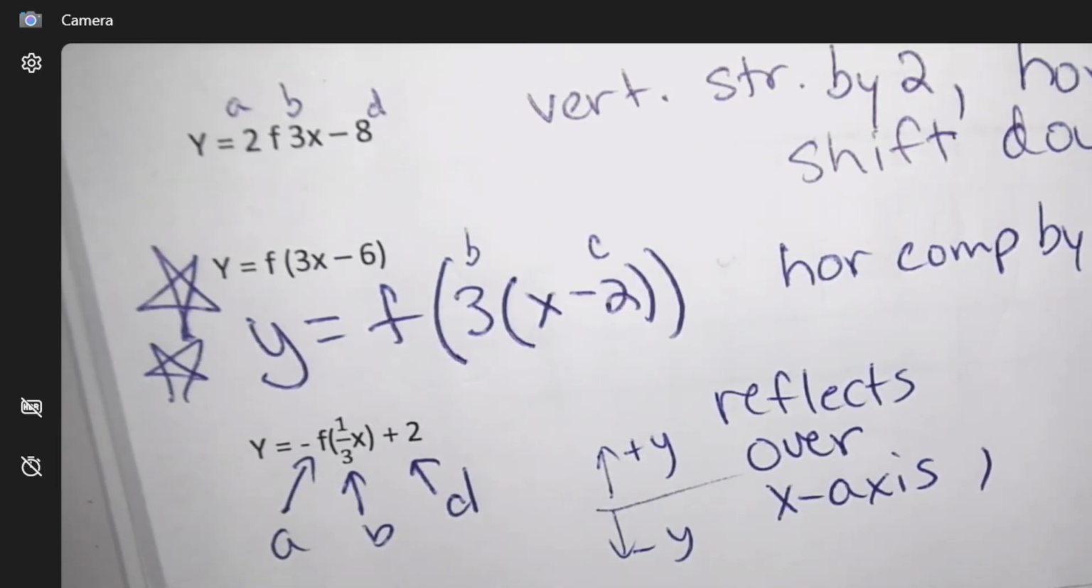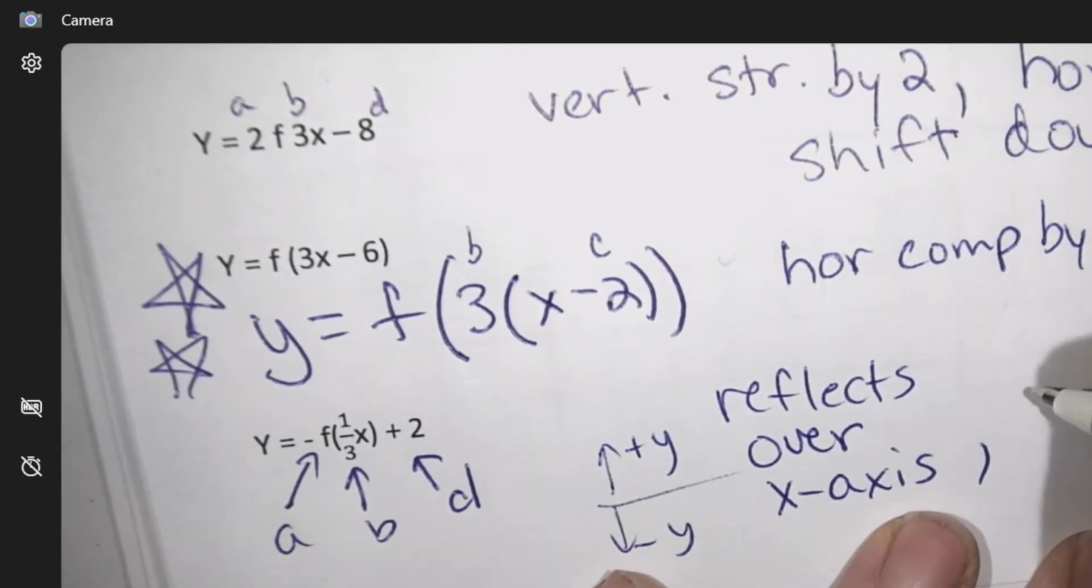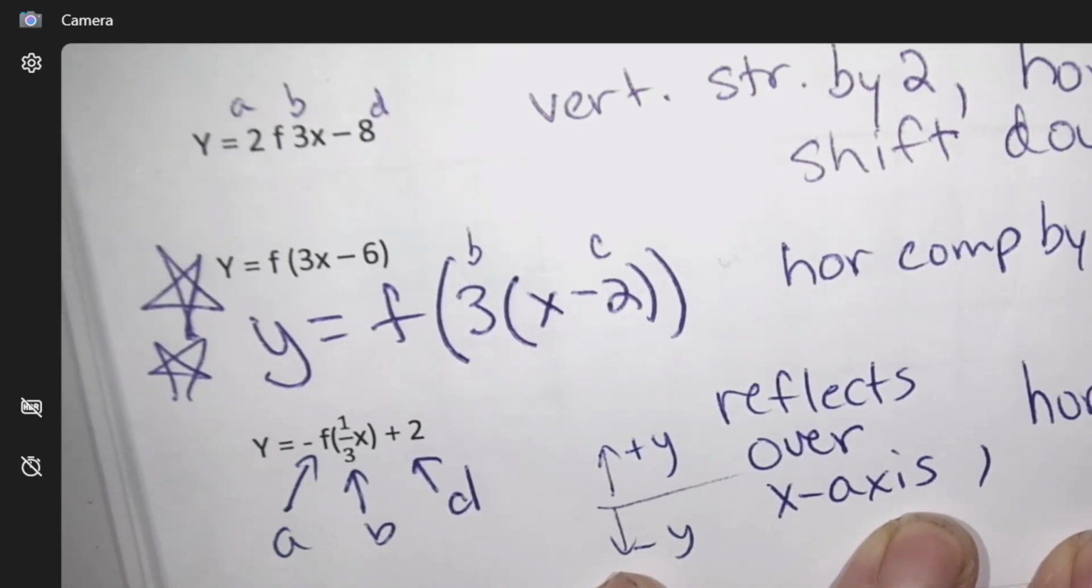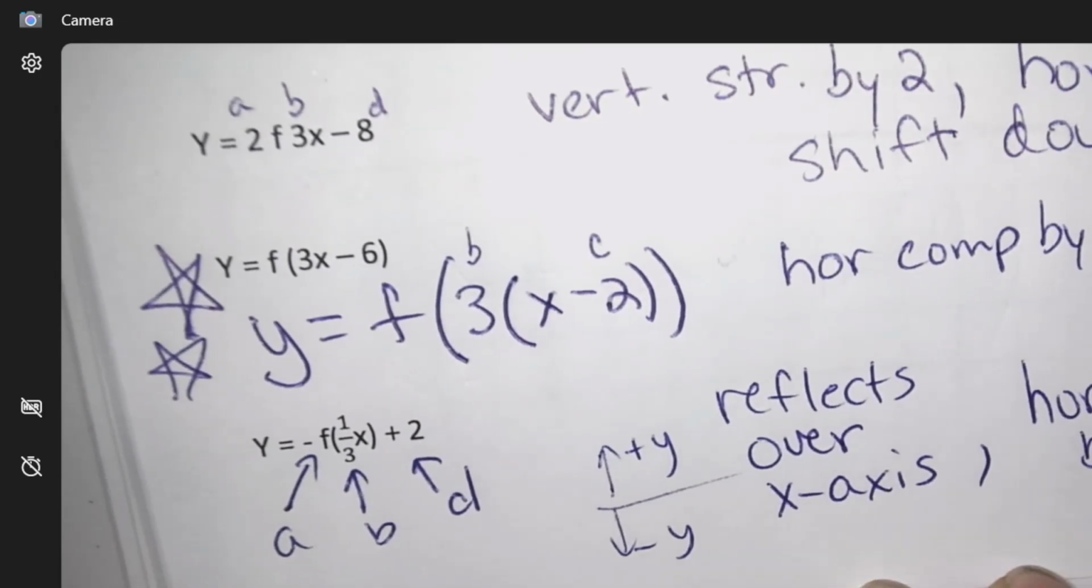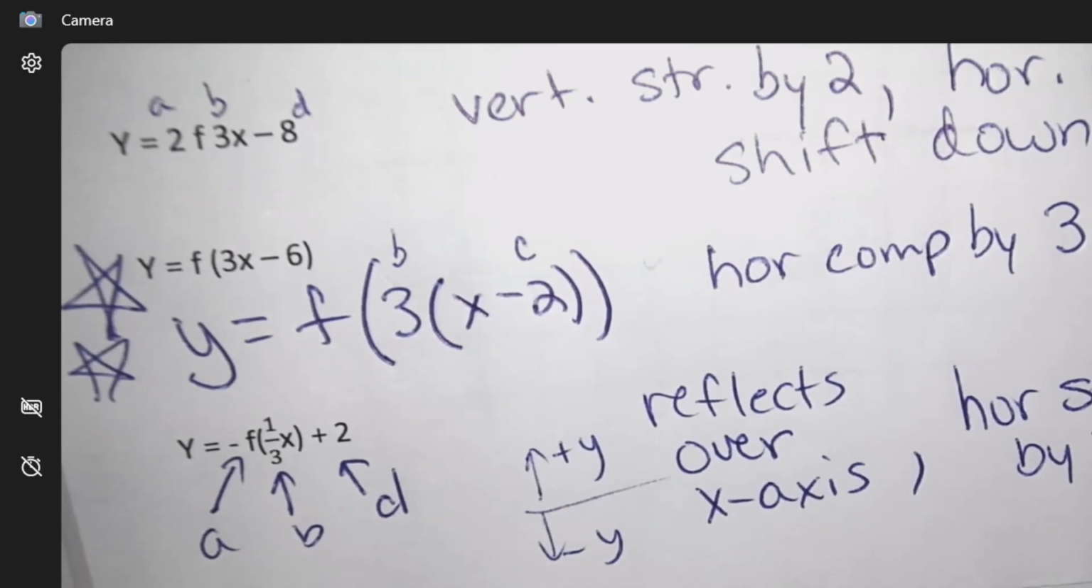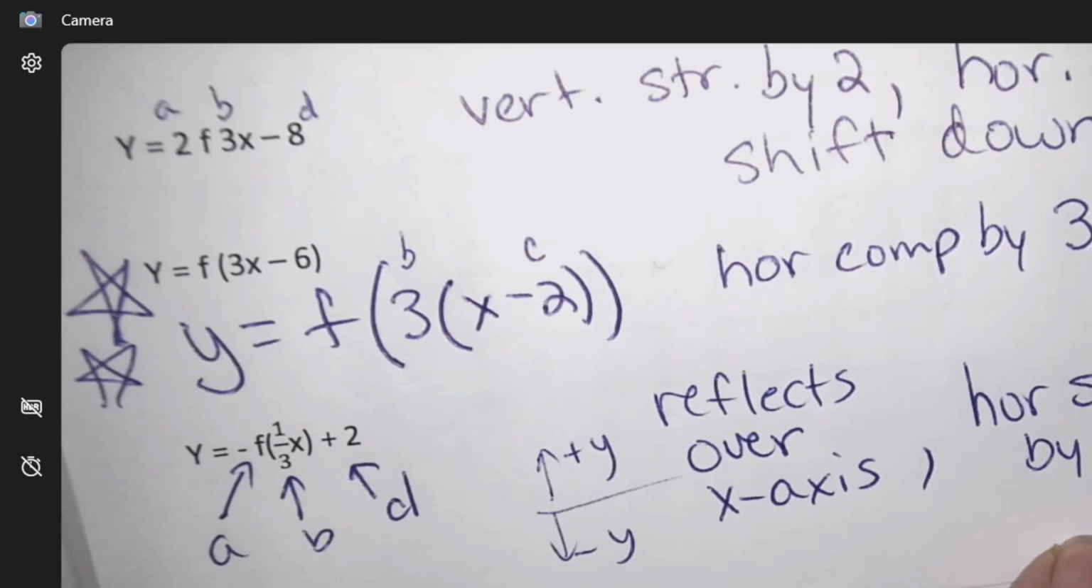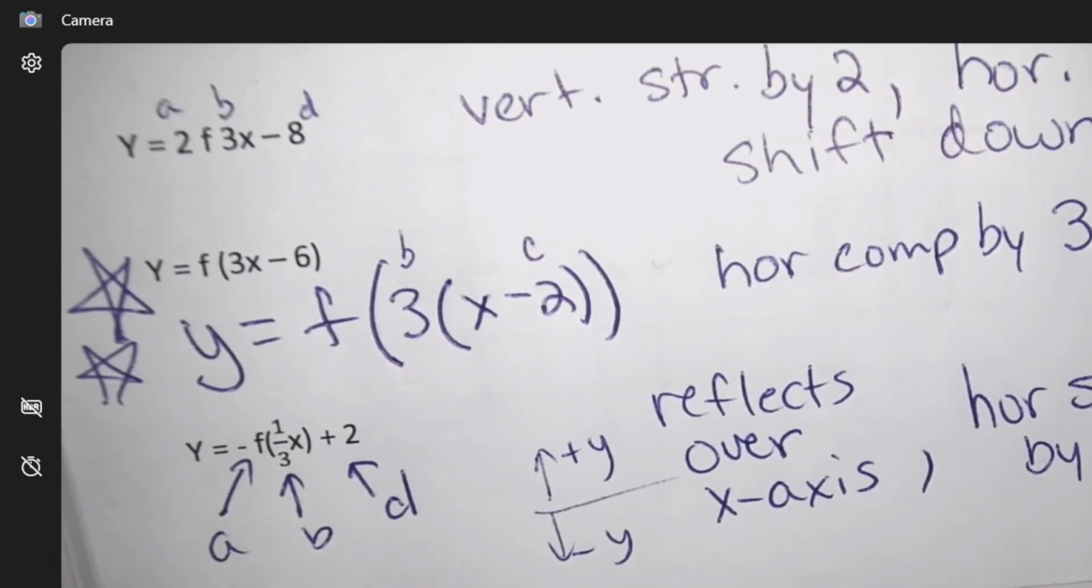Okay. B is 1/3. So you have to do opposite brain mode. 1/3 is a small number. So opposite brain makes it horizontally stretch by 3. Because math says dividing by 1/3 tells me I should times something by 3. Dividing by 1/3 actually changes that to a times by 3. And the last one is up 2.